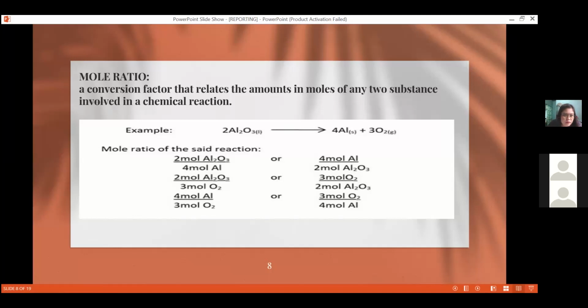So 2 mole of aluminum oxide over 4 mole of aluminum, or 4 mole of aluminum over 2 mole of aluminum oxide. The next possible mole ratio is 2 mole of aluminum oxide to 3 mole of oxygen, or 3 mole of oxygen to 2 mole of aluminum oxide. And then the next one is 4 mole of aluminum to 3 mole of oxygen, or 3 mole of oxygen to 4 mole of aluminum.